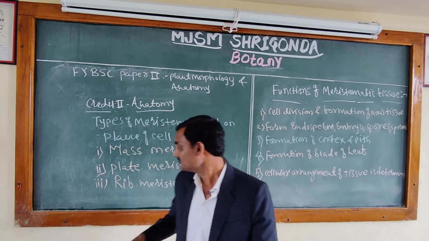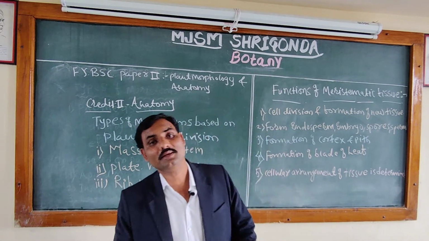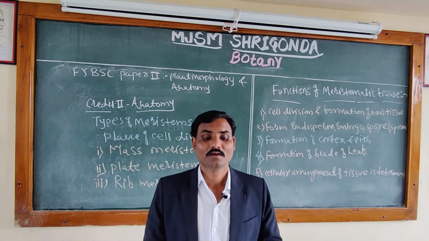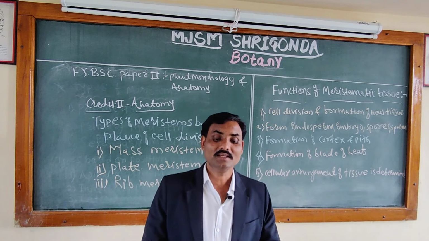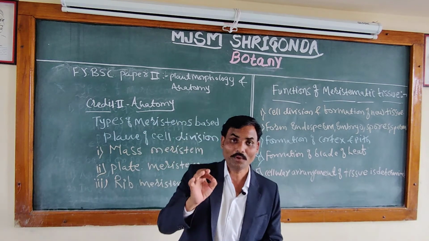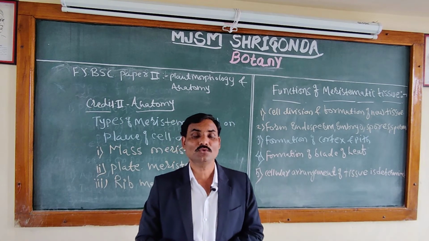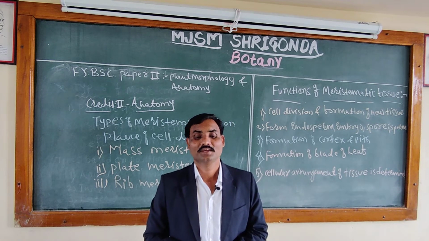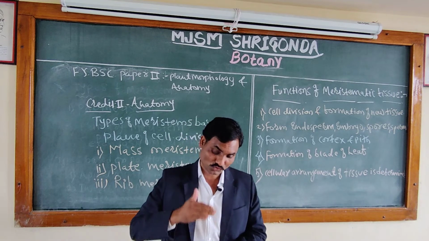Then what about the third? That is rib meristem. What happens in rib meristem? Which are the different characteristic features of rib meristem? In this type, cell division is in one plane only. It results in the formation of rows of cells.